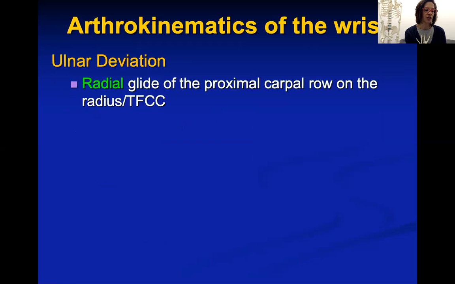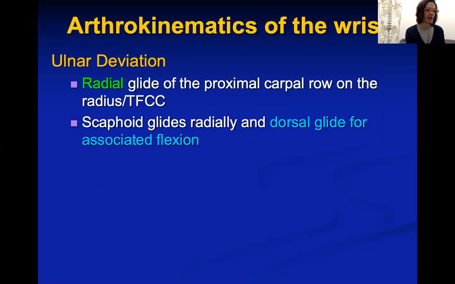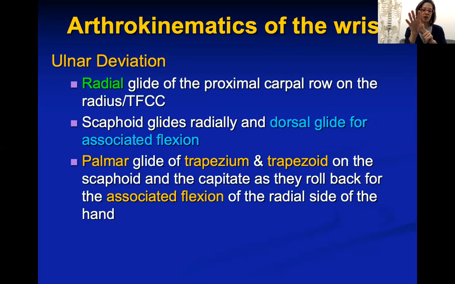In ulnar deviation, the opposite happens. The proximal row, if I want to do ulnar deviation, will glide toward the radial side. The scaphoid also glides radially, but then it's a dorsal glide to go with a flexion because the scaphoid is convex on concave. And then the trapezium and trapezoid, to facilitate the flexion that goes with the ulnar deviation, will be a palmar glide, and then it will also do some folding.